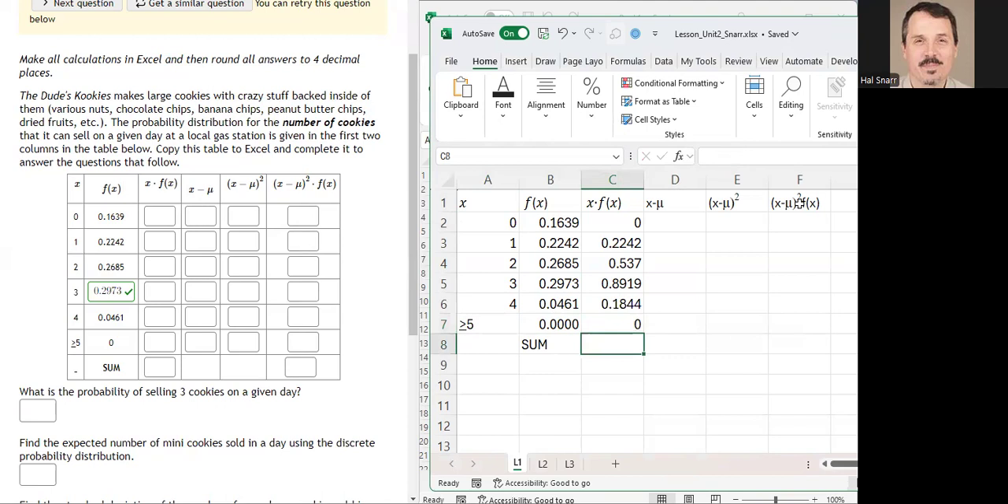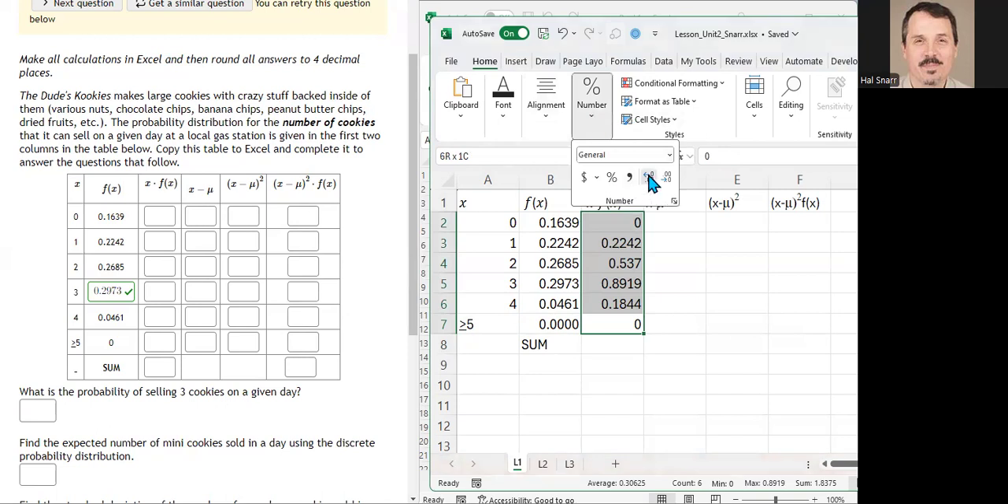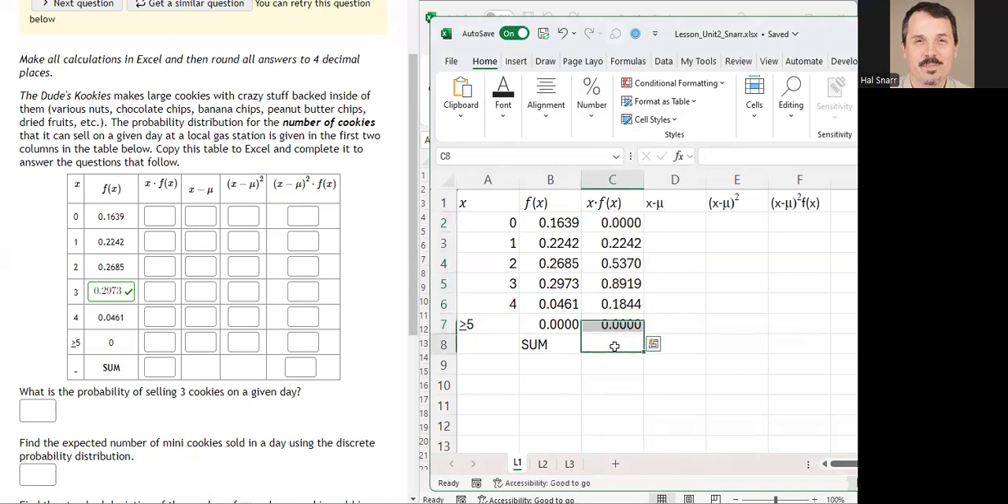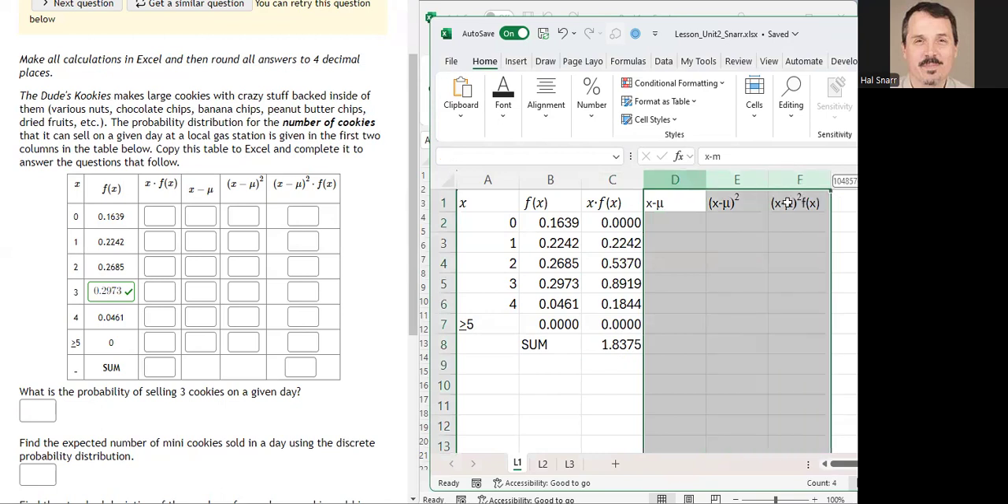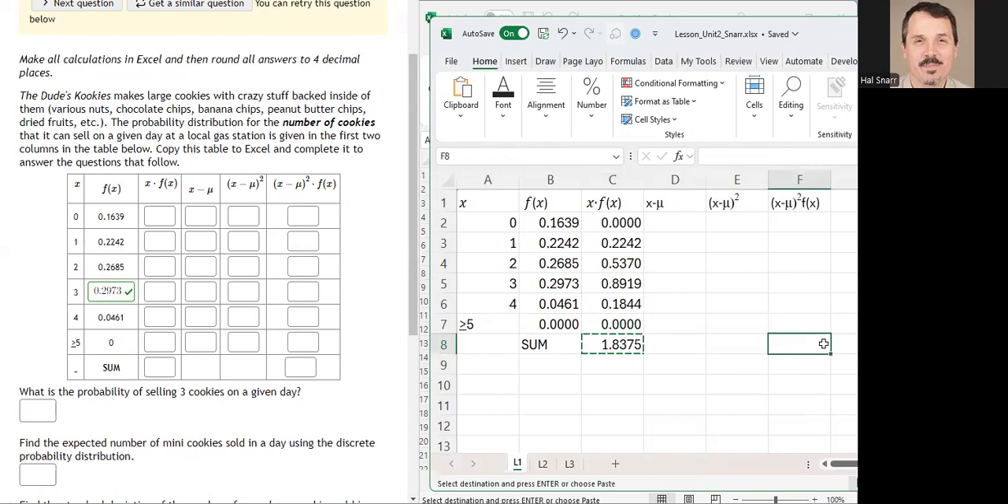Now, I'm going to change these to 4 decimal places. And then I'm going to sum to get the expected value. So the expected value is 1.8375. Now, these 3 columns are going to be used to calculate the variance, which is going to be the sum of the final column.